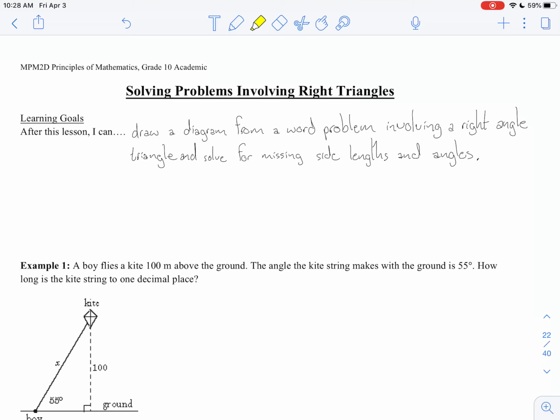So today's lesson, we are going to draw a diagram from a word problem involving a right triangle. Very important, we're only using right angle triangles right now, and solve for the missing side lengths and the angles. So it's essentially the same thing we were doing before. We're just going to step it up a notch, put this all into a word problem, and make you draw a diagram and solve for the missing pieces.